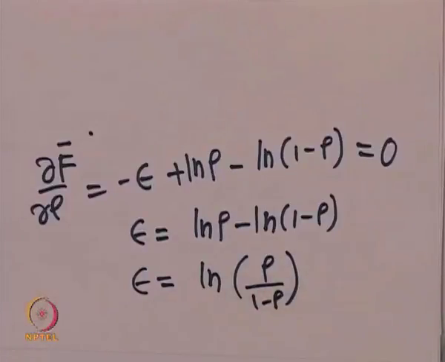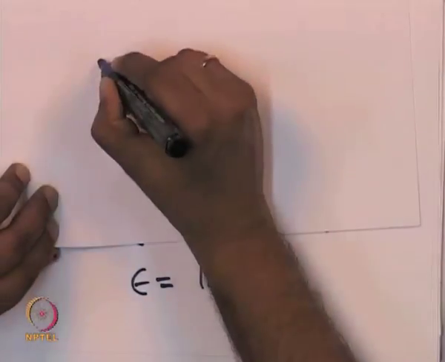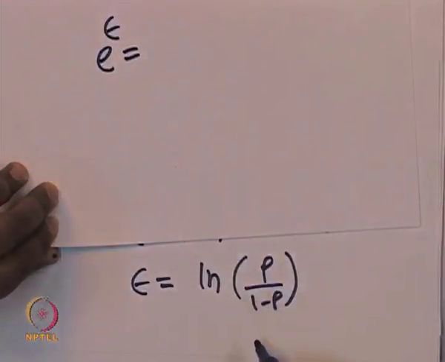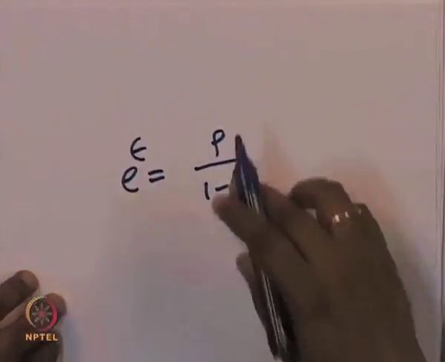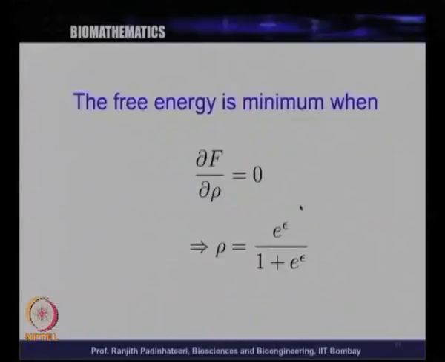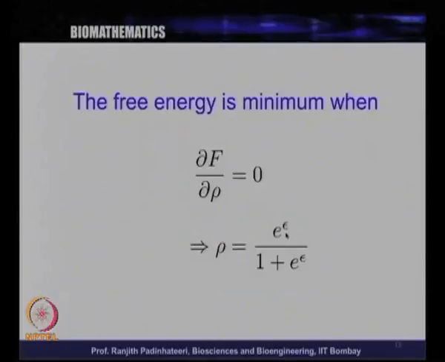So, there is a relation between energy and density, and you can invert this. Let us exponentiate this: e to the power epsilon is equal to rho by 1 minus rho. In other words, this can also be rewritten as rho equal to e to the power epsilon by 1 plus e to the power epsilon. So, it turns out that if you know a value of epsilon, the rho for which del f by del rho will be 0 is given by this formula.